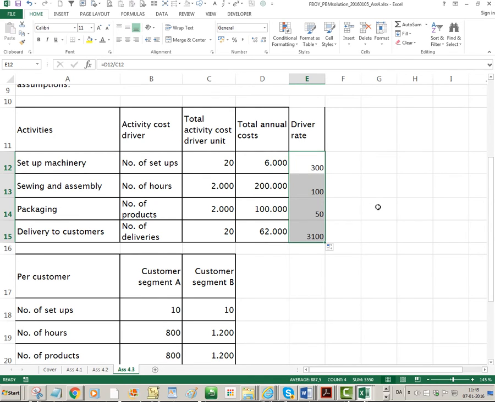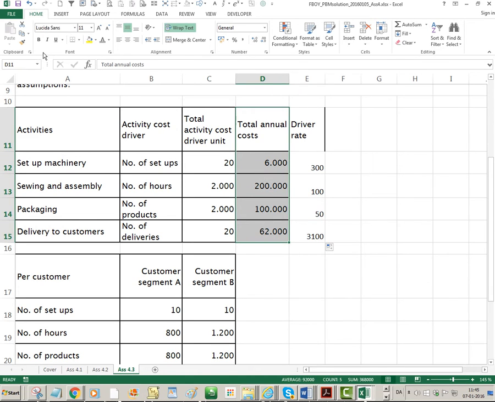So each time we had to set up machinery it cost us 300 krona. One hour of sewing time is 100 krona. I don't remember from the assignment text, but this looks like they're producing somewhere outside Denmark, because that would not be the total cost in Denmark. Packaging, each product costs 50 kroner to pack, and the deliveries cost 3,100 each.